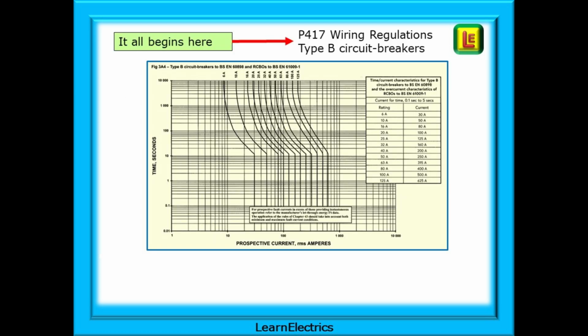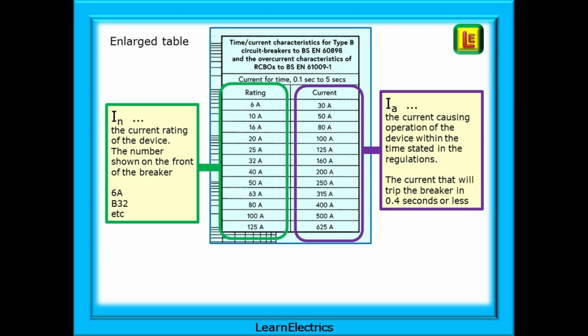For us, it all begins with page 417 of the Wiring Regulations book and figure 3A4, which is specific to Type B circuit breakers and RCBOs. Ignore all the complicated looking lines, we just need the table at the top right. This is that same table enlarged.